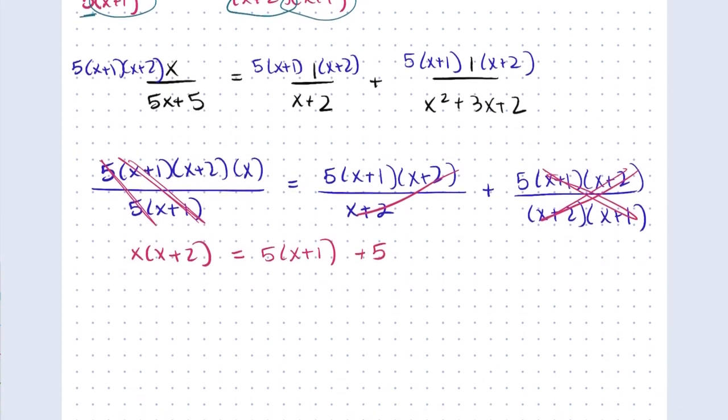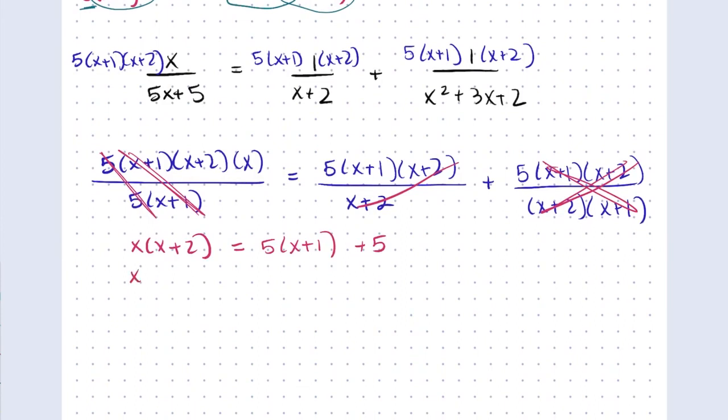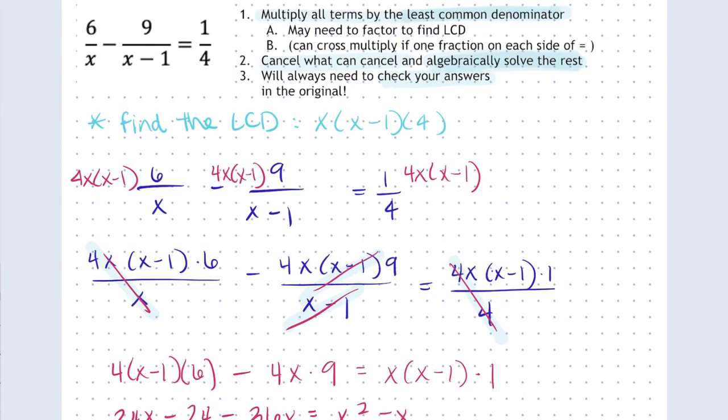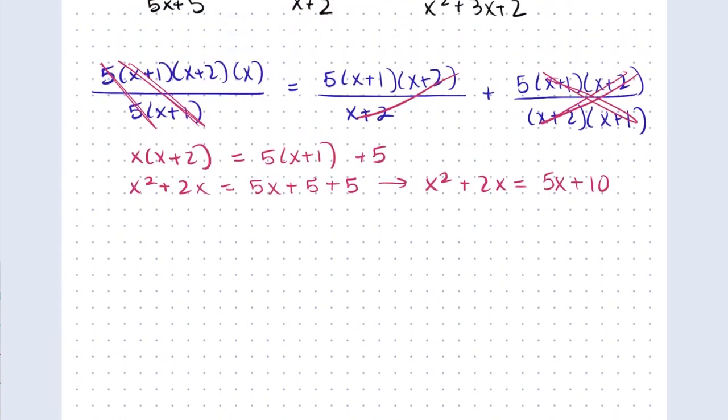So if I'm going to simplify this out, I'll have x squared plus 2x equals 5x plus 5 plus 5. That's going to be x squared plus 2x equals 5x plus 10. Again, this is a quadratic. When we have quadratics to solve, because that's the last step, right? You first cancel what can cancel, and then you just algebraically solve what's left. So I'm just going to solve this guy.